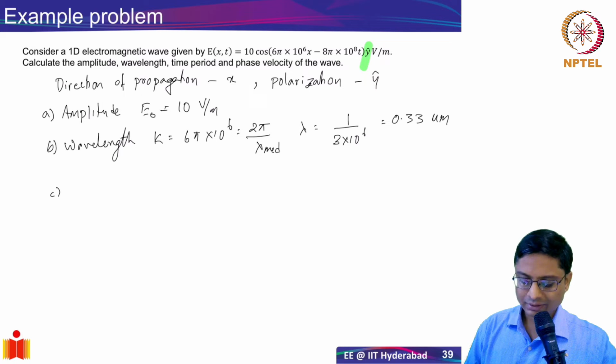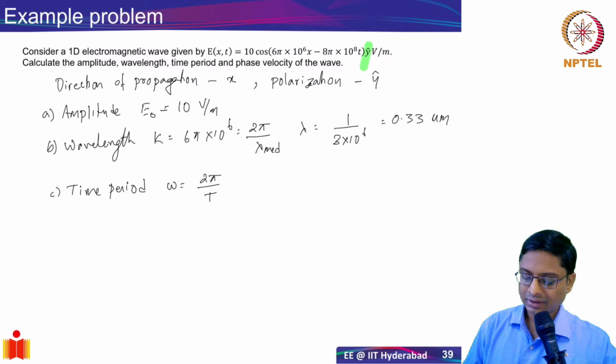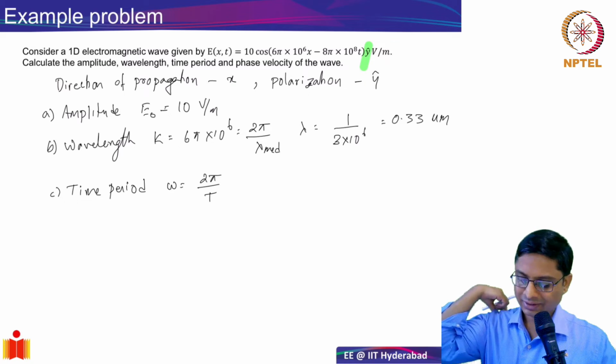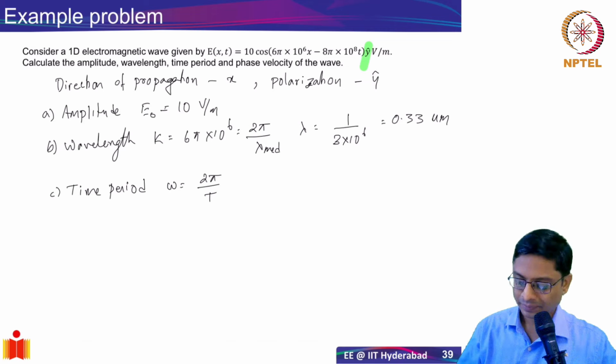And the third thing, what is the time period? Time period of oscillation, right? And that is of course related to the frequency. So we know that omega, the angular frequency, is 2 pi by the time period. So what is my angular frequency here? It is simply the coefficient of t. So that is 8 pi into 10 power 8.